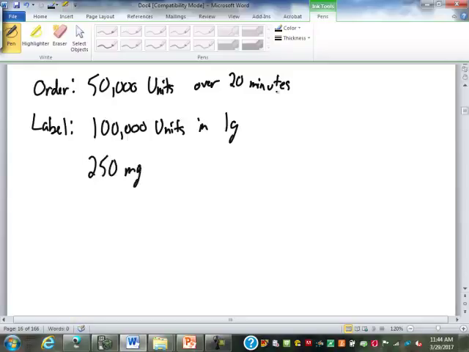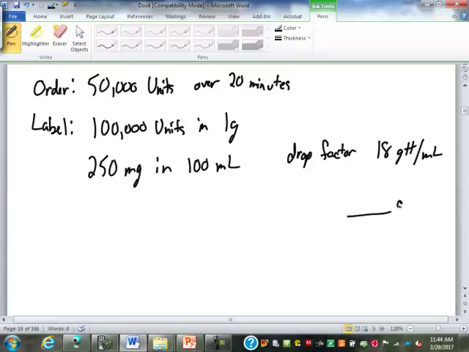250 milligrams in 100 milliliters, and a drop factor of 18 drops per milliliter. And I want to know my flow rate here in drops per minute again.